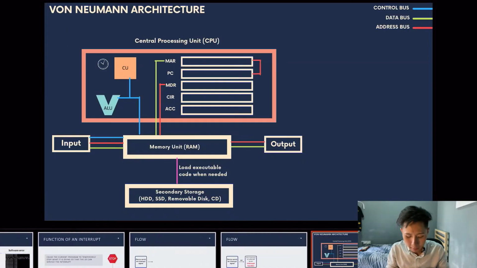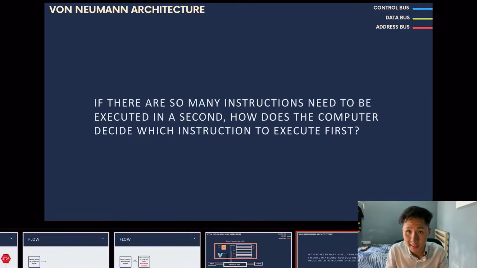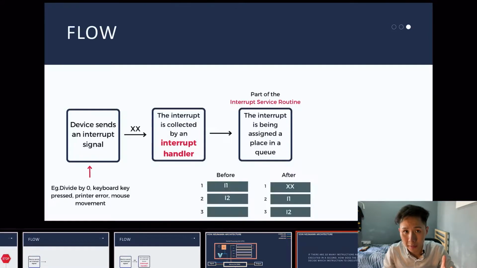Before we talk about the next step, let's look at our von Neumann architecture. As mentioned in the hardware video, when code needs to be executed, it needs to be moved from the secondary storage into the memory unit so that the CPU can process it. But if you think about it, if there are so many instructions that need to be executed in 1 second, how does the computer decide which instruction to execute first?